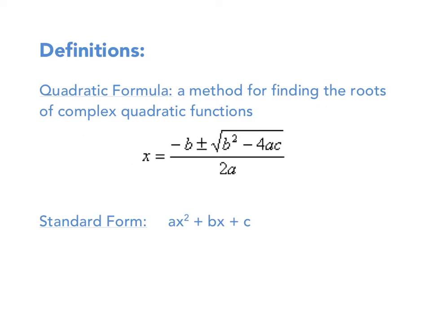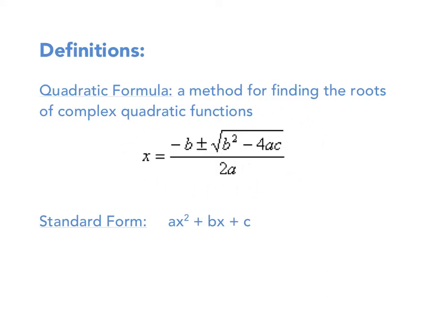So some definitions you need before we get started is what the quadratic formula is. It is a method for finding the roots of complex quadratics where you cannot use x factor or factor out a GCF. So the formula is x equals negative b plus or minus the square root of b squared minus 4ac all over 2a. This is not something you have to memorize, but it's something that you need to write down so you can refer to it.